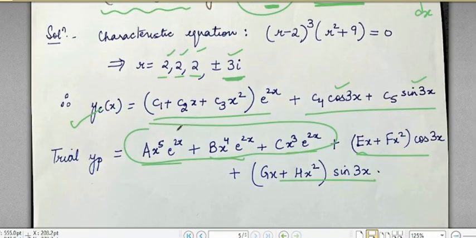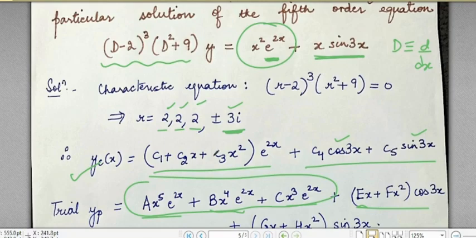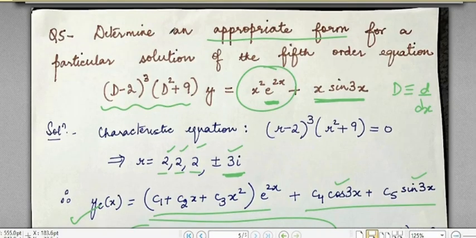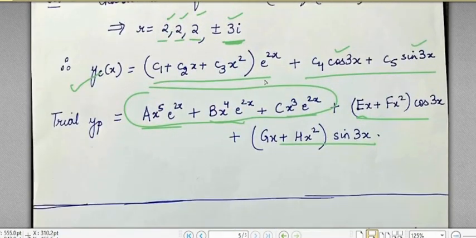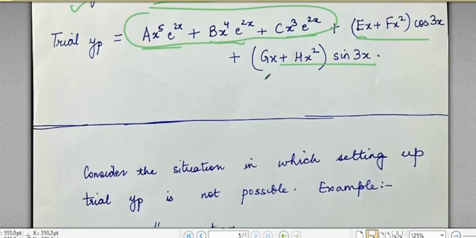And imagine if you were to calculate a, b, c, e, f, g, h, it would have been a big task here because the order of the equation is 5. So if such questions come in the final exam, they'll be just about setting up the appropriate form of the trial yp without actually going into the calculation of the constants. So that's about undetermined coefficients.